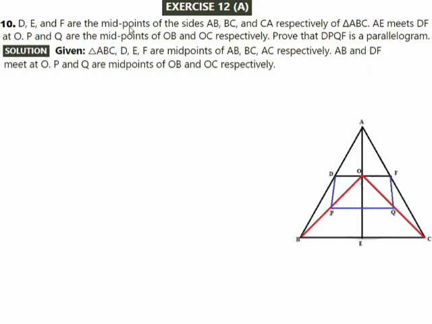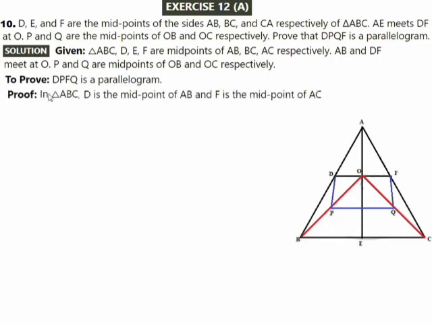Now given is triangle ABC, and everything is mentioned here. We need to prove that DPFQ is a parallelogram. Now in triangle ABC, D is the midpoint of AB and F is the midpoint of AC. So if I apply the midpoint theorem, I can say that DF is parallel to BC and DF is going to be half of BC.